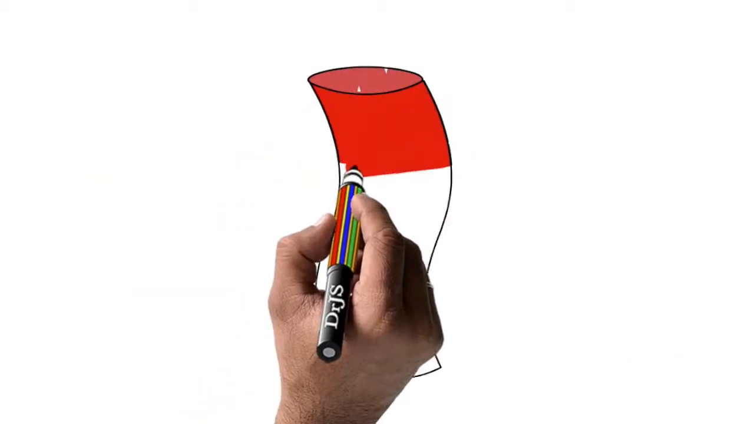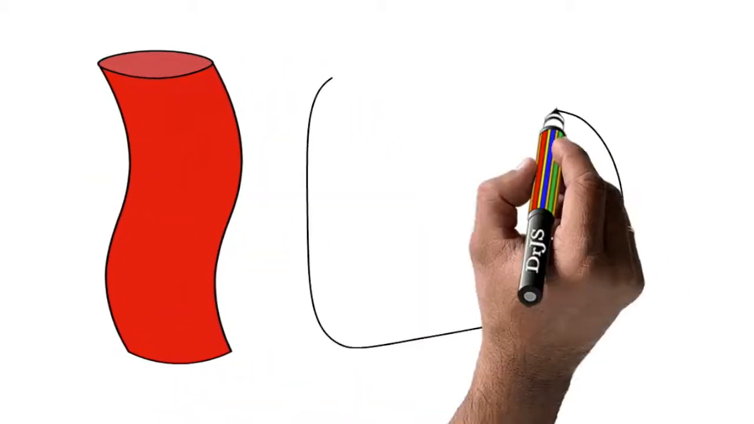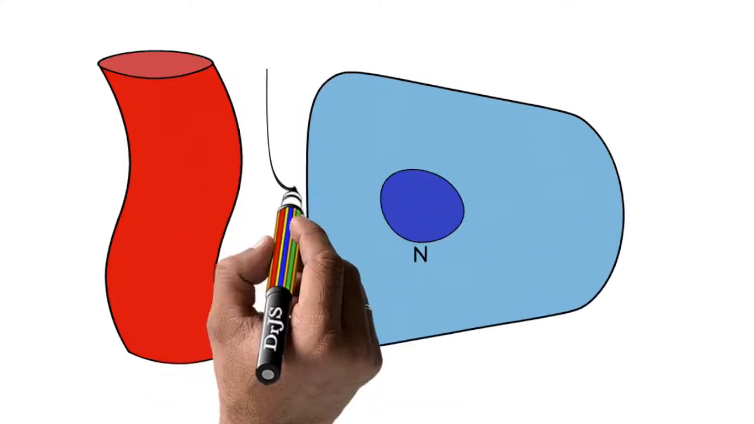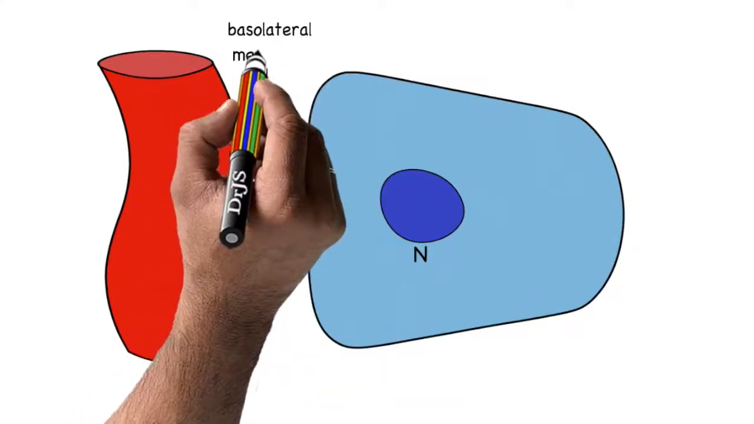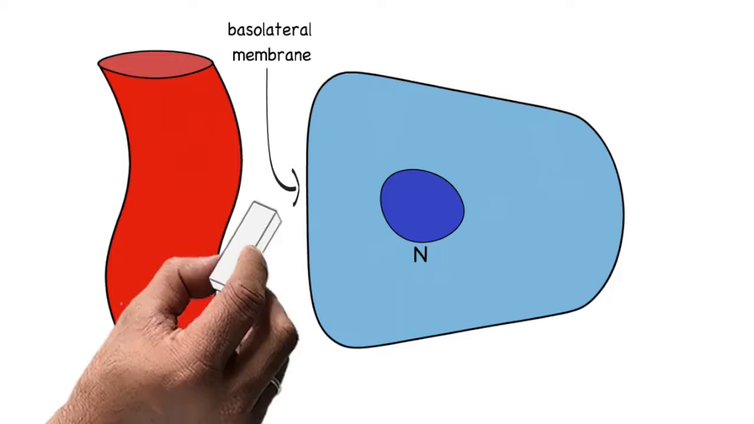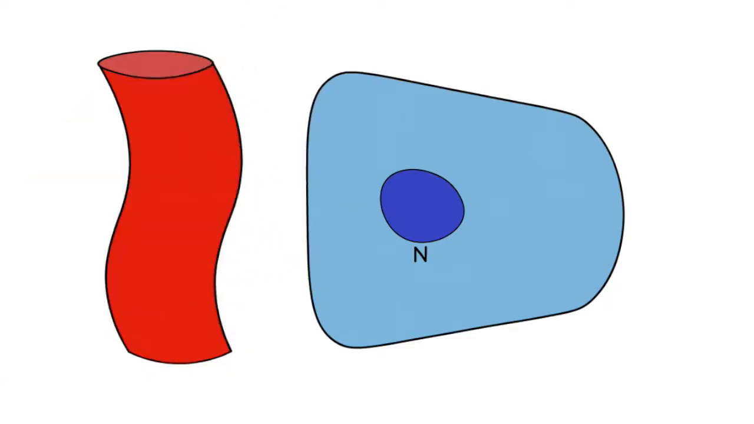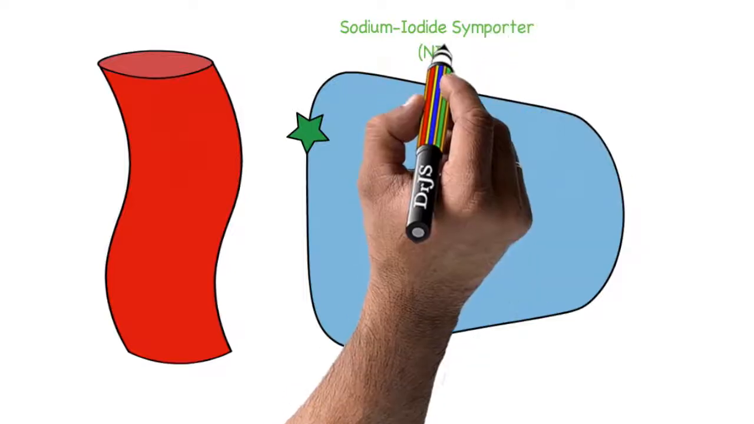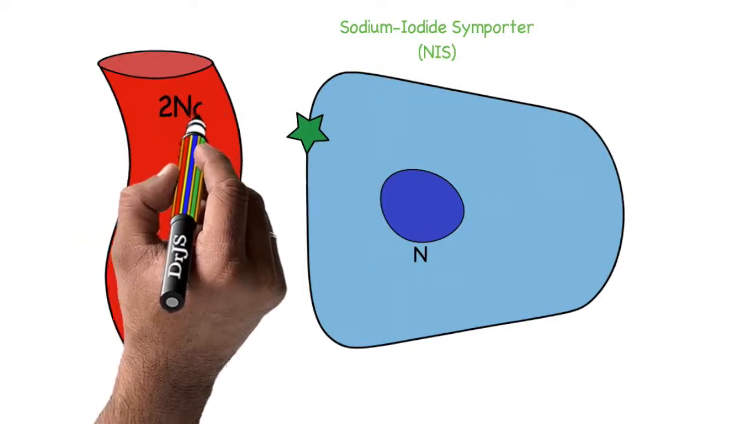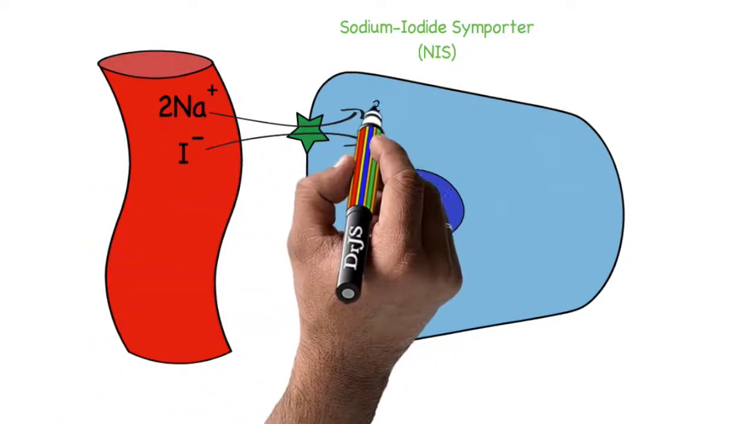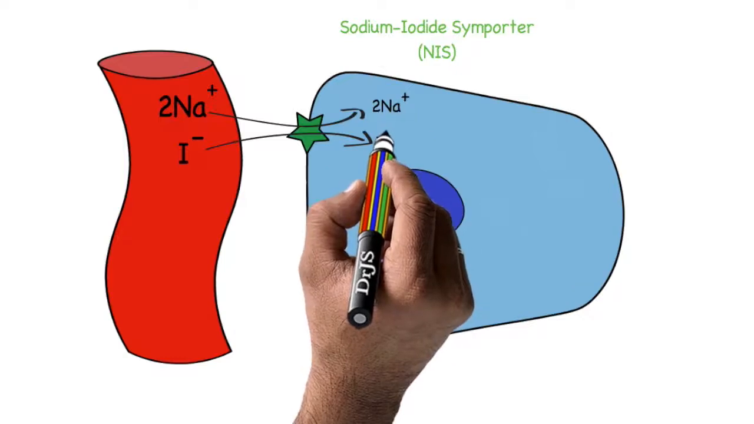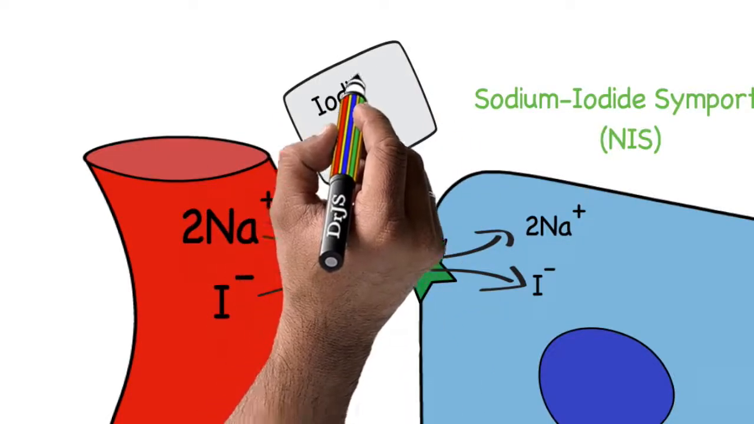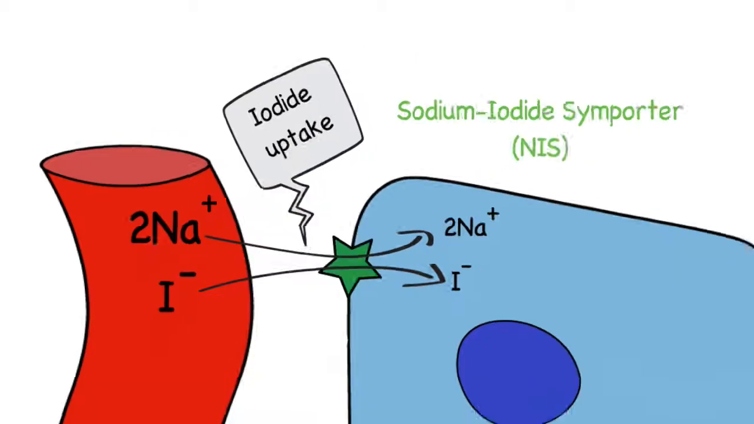As we have seen, the follicles consist of many thyrocytes. The surface of the thyrocyte facing towards the capillary is called basolateral membrane. This side of membrane contains a special type of transporter called sodium iodide symporter. This channel transports 2 sodium and 1 iodide ion into the cell with each cycle. The iodide is pushed into the cell against the electrochemical gradient of iodide. This is called iodide uptake.